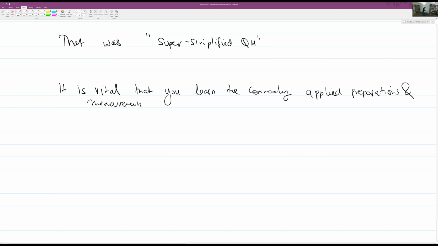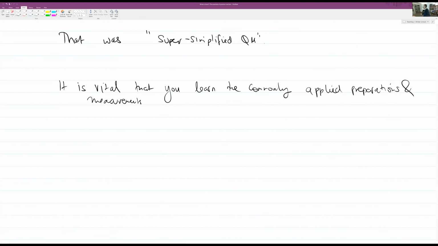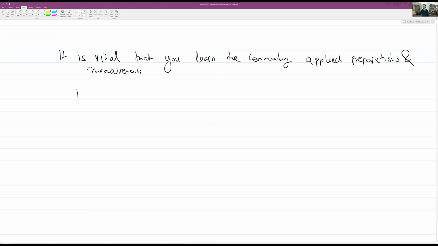And I won't really take so much time to give you the full comprehensive list, because once you understand the general shape of one of these commonly applied preparations and measurements, you won't bother to remember this as a dictionary. You'll actually learn that postulate 5 helps you to remember this list. So here's the vital list. I'll give it to you now.